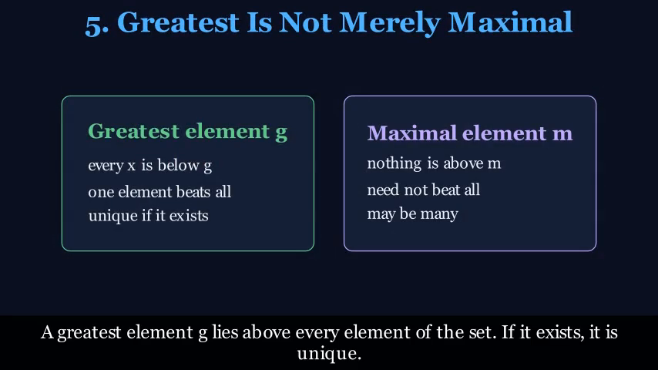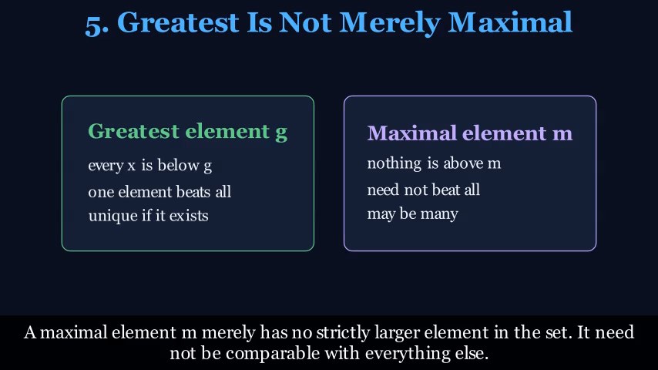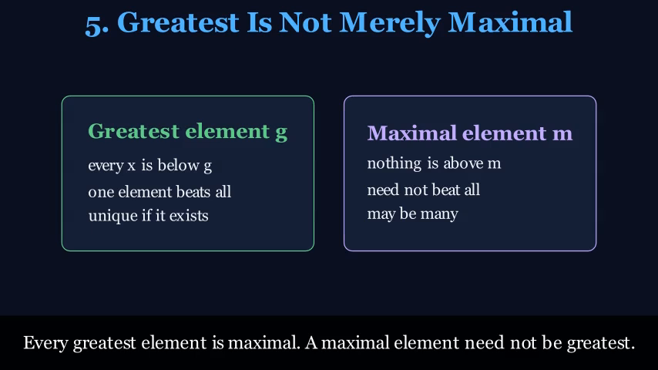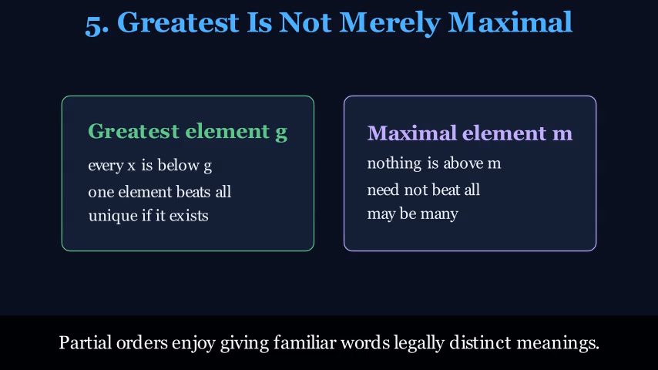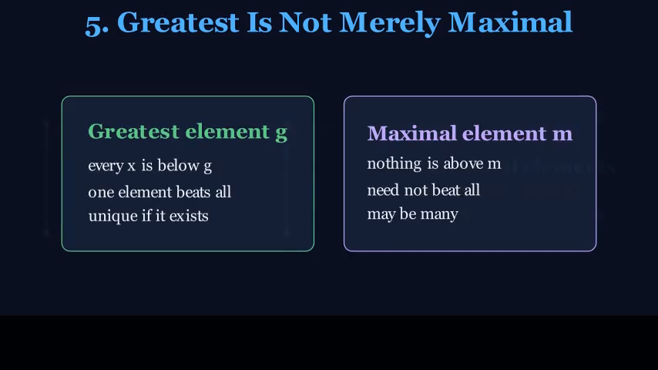A greatest element G lies above every element of the set. If it exists, it is unique. A maximal element M merely has no strictly larger element in the set. It need not be comparable with everything else. Every greatest element is maximal. A maximal element need not be greatest. Partial orders enjoy giving familiar words legally distinct meanings.